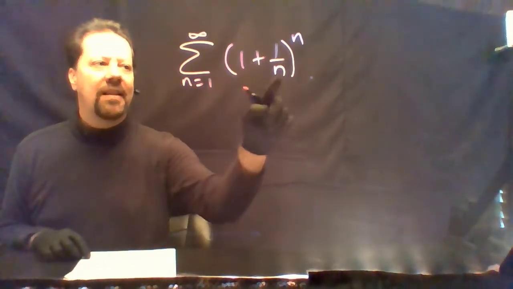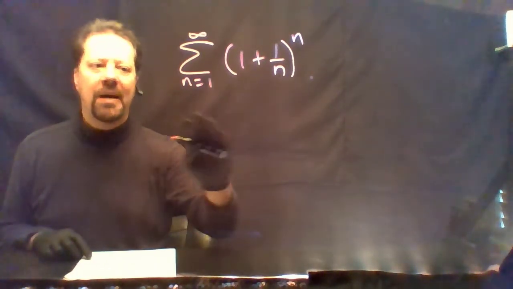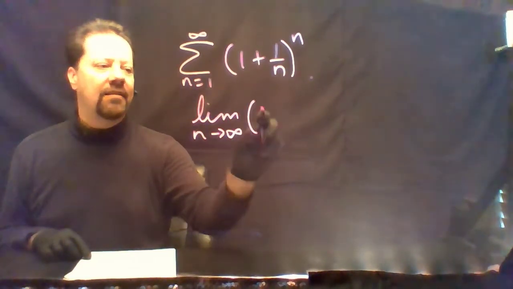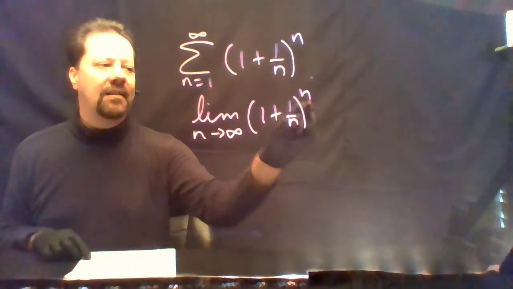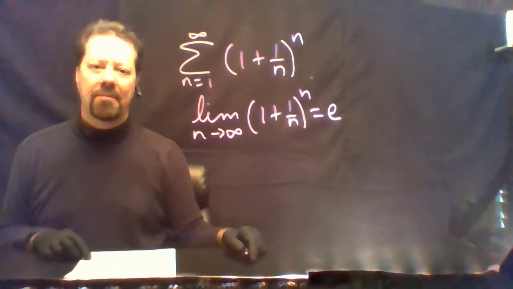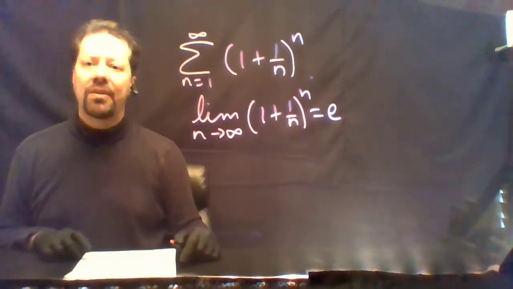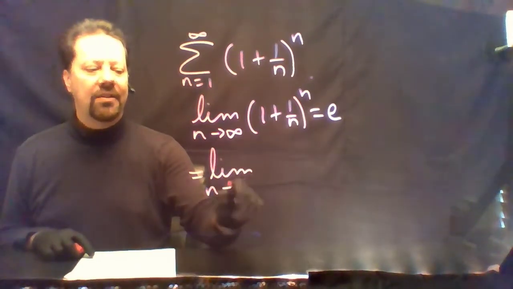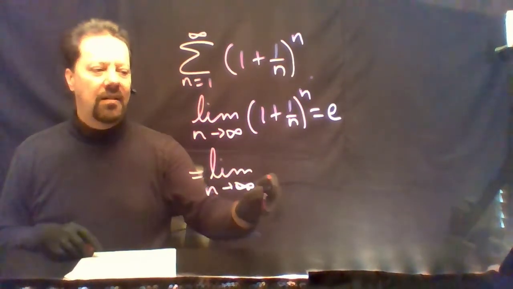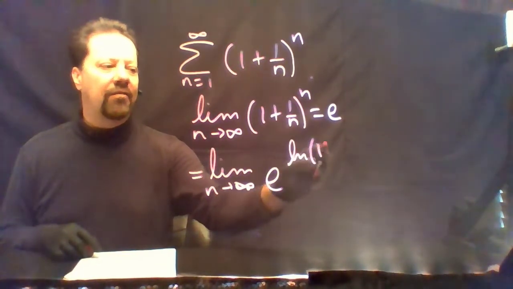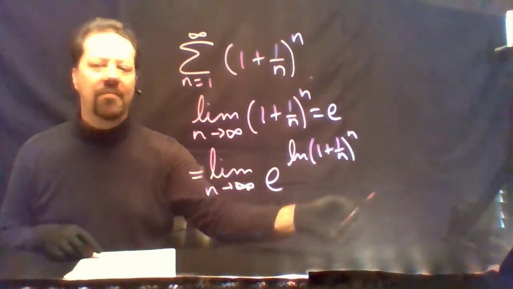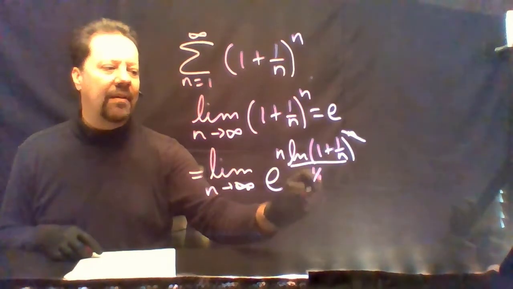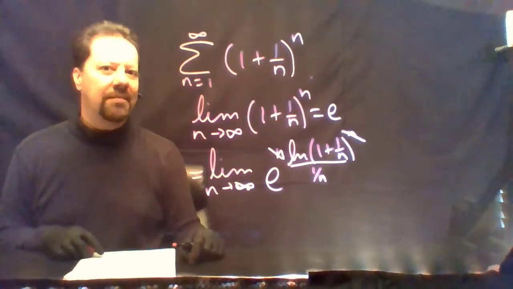You should suspect that the terms don't go to 0. In fact, you might even know that the limit as n goes to infinity of (1 plus 1 over n) to the n is equal to e. If you don't remember this, you should be able to calculate that by taking the limit as n goes to infinity of e to the natural log of (1 plus 1 over n) to the n. By properties of logs, you can bring this n out front and then flip that n down into the denominator.